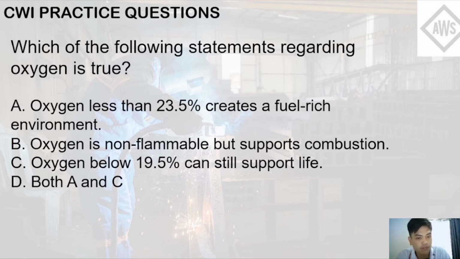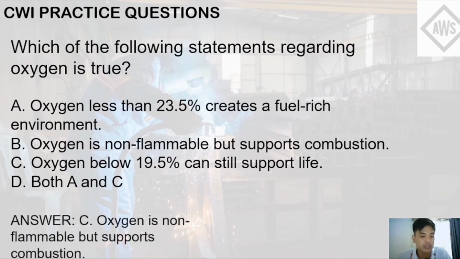Letter B, oxygen is non-flammable but supports combustion. Yeah, this is a good answer. Basically, oxygen is not flammable by itself, but if you remember the fire triangle, oxygen is one of the components needed to support combustion. Letter C, oxygen below 19.5% can still support life. Actually, 19.5% is the threshold. If you reach below that, the oxygen level for that confined space or any area will not be able to support life. So the answer here is letter B. Oxygen is non-flammable but supports combustion.